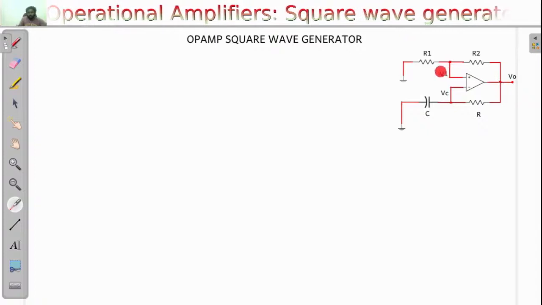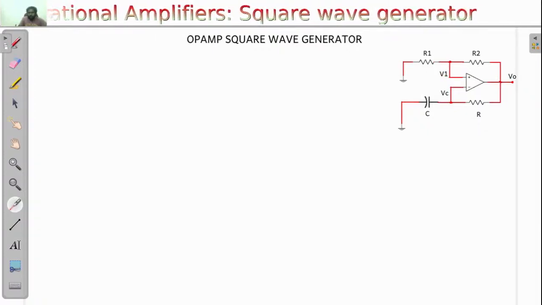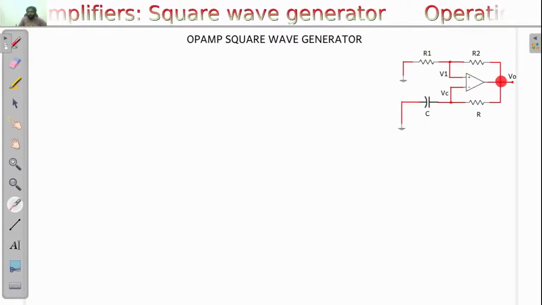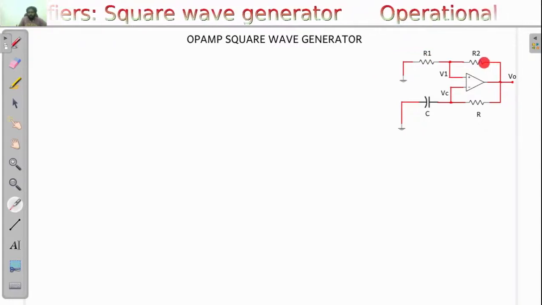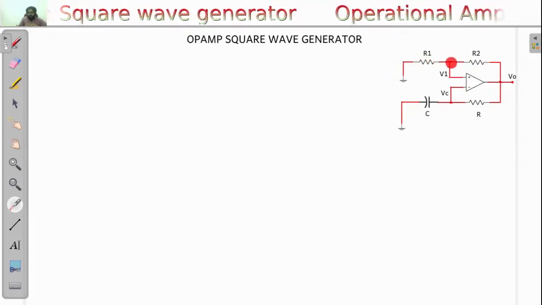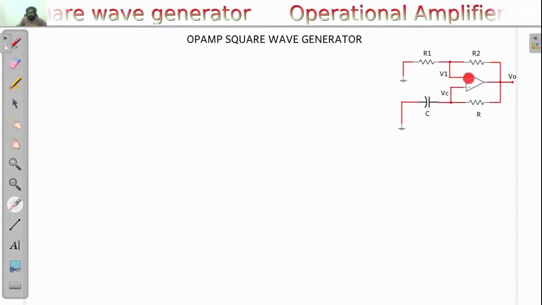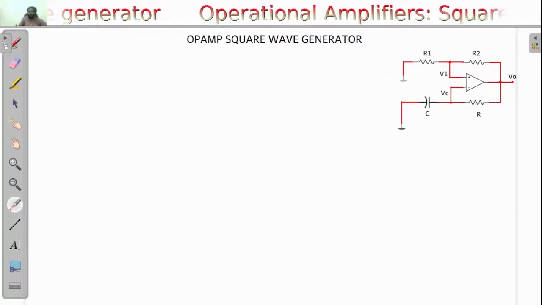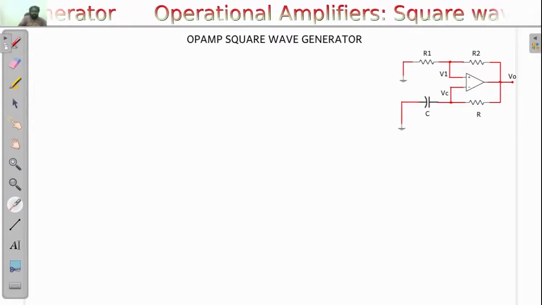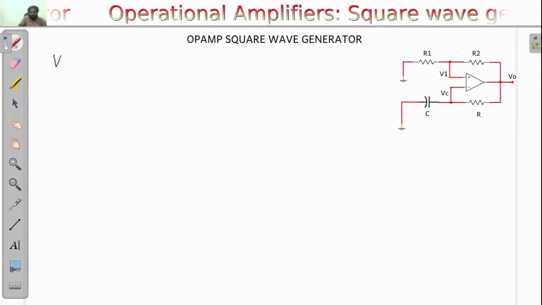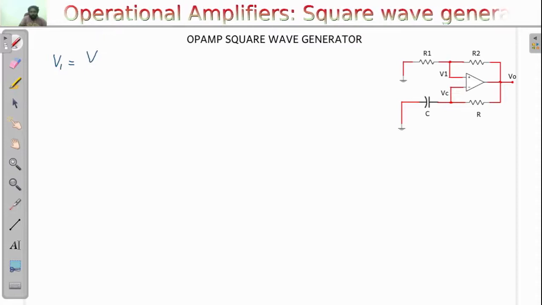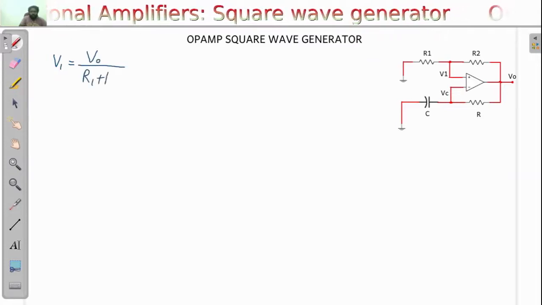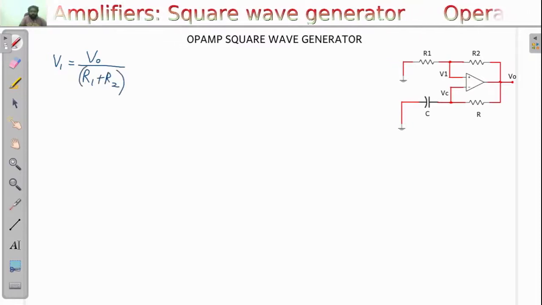So V1 can be considered as a case of potential divider arrangement here. You have VO here, and a current can start from here to the ground. That current cannot go to the op amp's input because of high input impedance, so it will be entirely going to the ground. So you can say that the voltage V1 is equal to the applied voltage VO divided by the total resistance R1 plus R2. So this will give you the current.